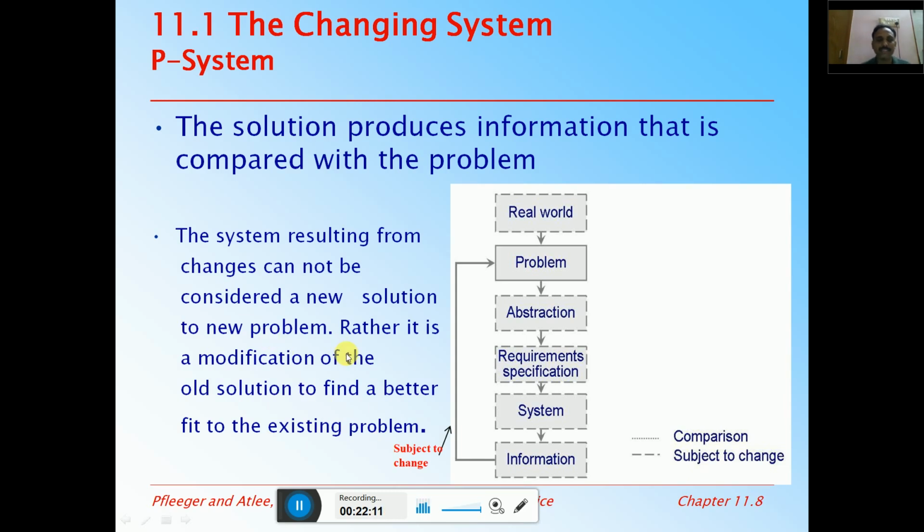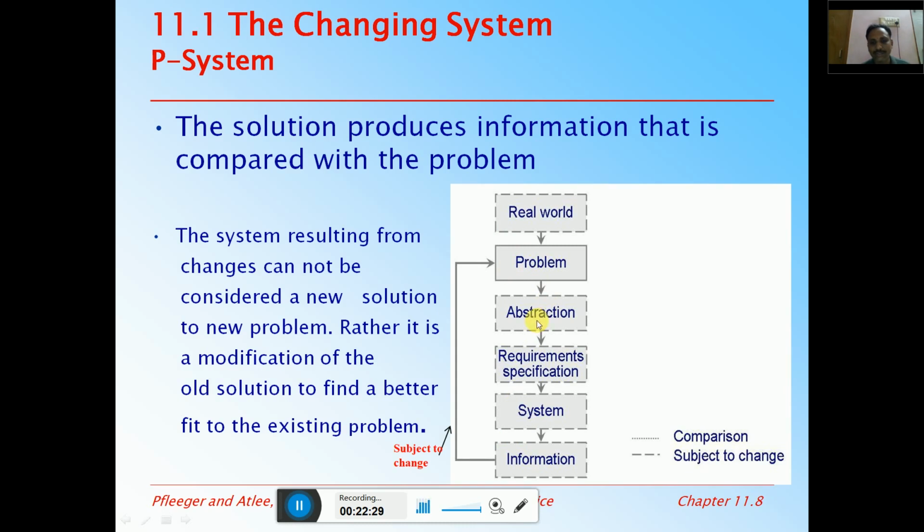So when it is in S systems, whenever you are comparing that solution with the real world, it is a completely new problem. There is no conflict between the problem and the solution. But here, whenever you are comparing the solution with the problem, it is not satisfied with the given solution.